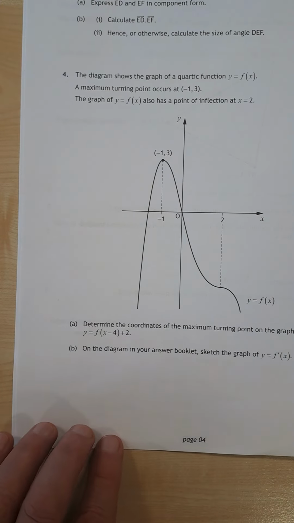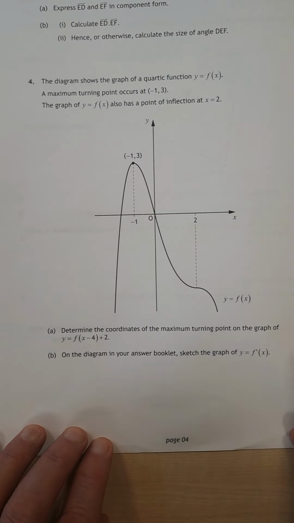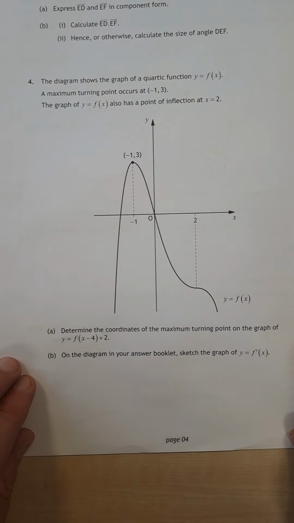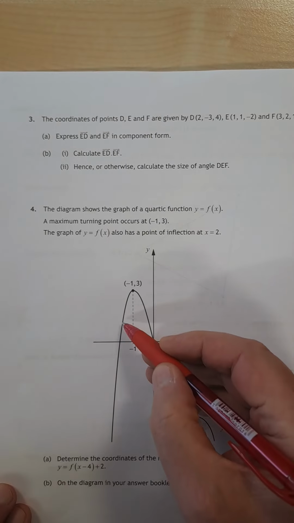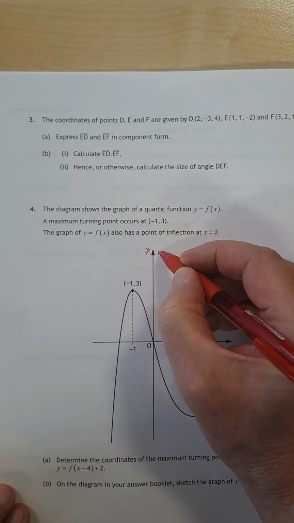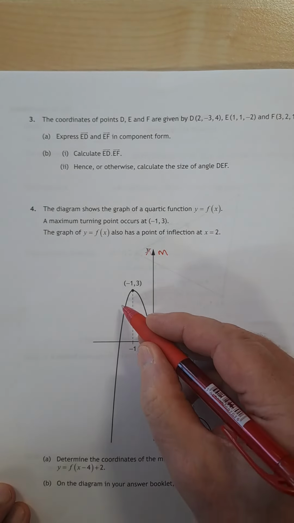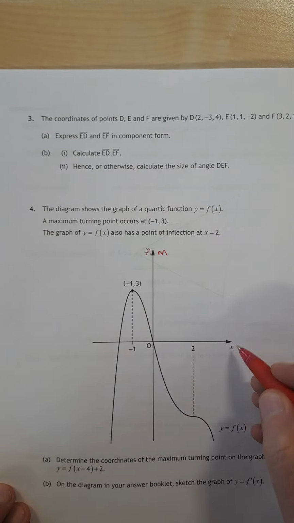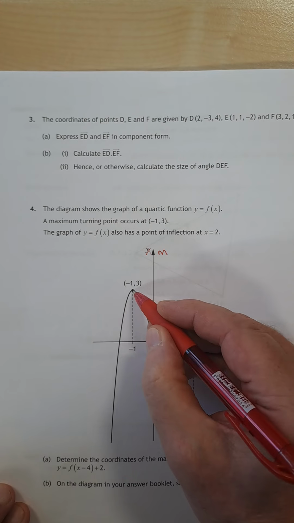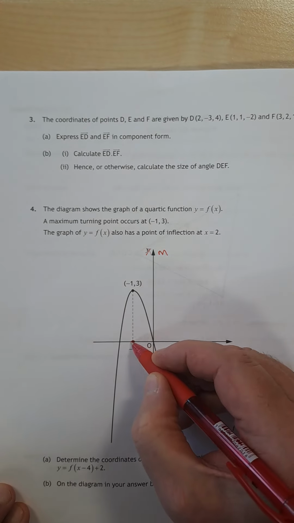Okay, and for part B, they're asking you, on the diagram in your answer book, to sketch the graph of y equals f dash x. So what they want you to do here is sketch a graph of the gradient of that curve against x. So it's no longer y, it's the gradient. Okay, so what we're going to do here is imagine what's the gradient of this curve against x. Well, the easiest ones to spot are these 2 points there where the gradient is actually 0.